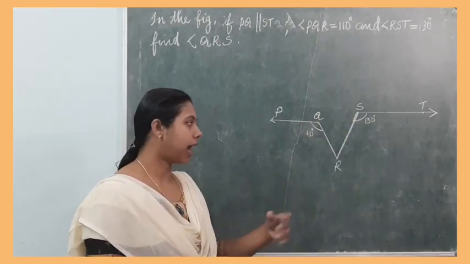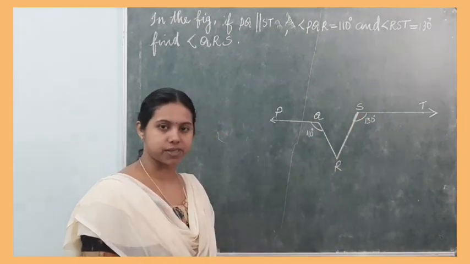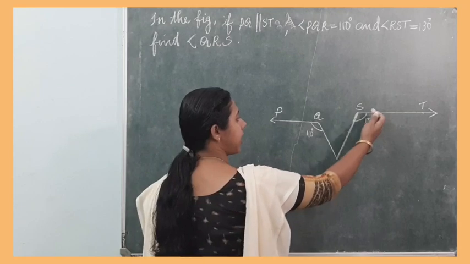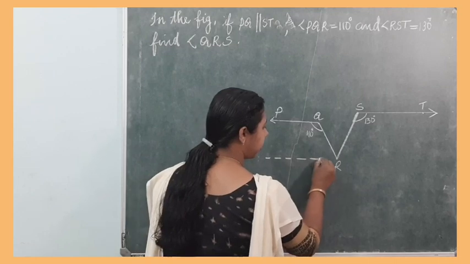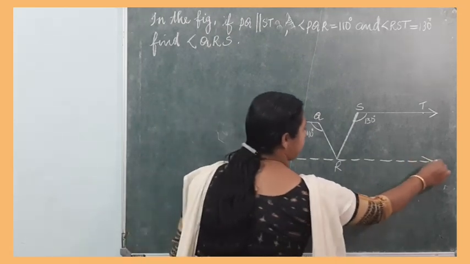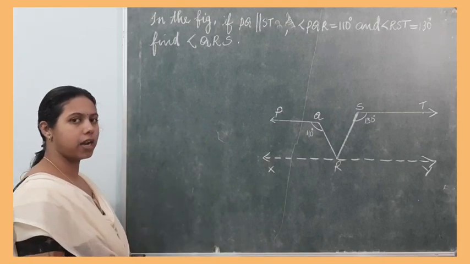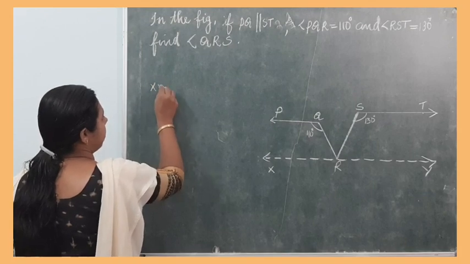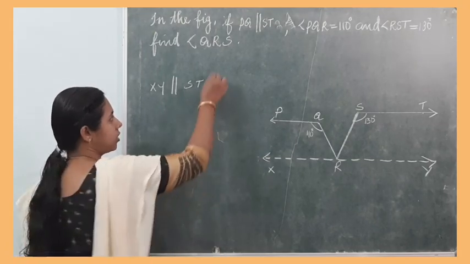But if there is one more line parallel to any of these lines through the point R, you will get a transversal. So you can construct one more parallel line that will be parallel to ST or parallel to PQ. So draw a line XY parallel to ST, or you can take it as parallel to PQ, anyway you can. We construct XY parallel to ST, bracket you can write construction.